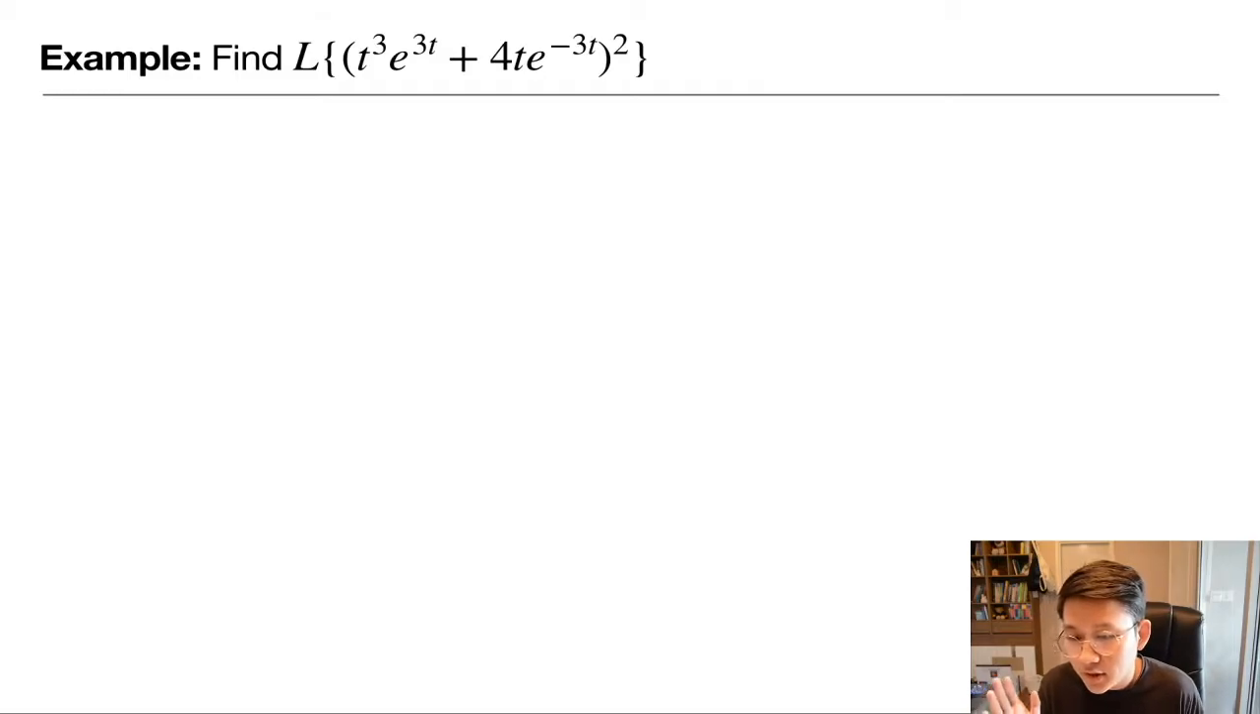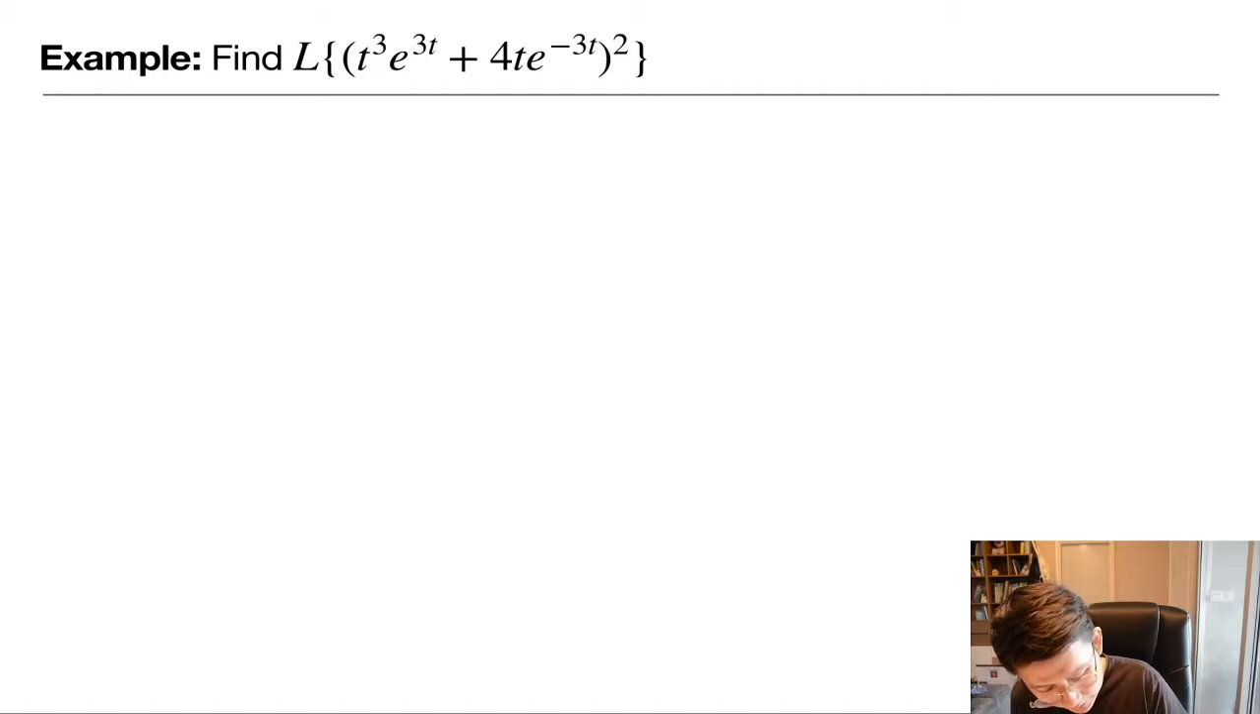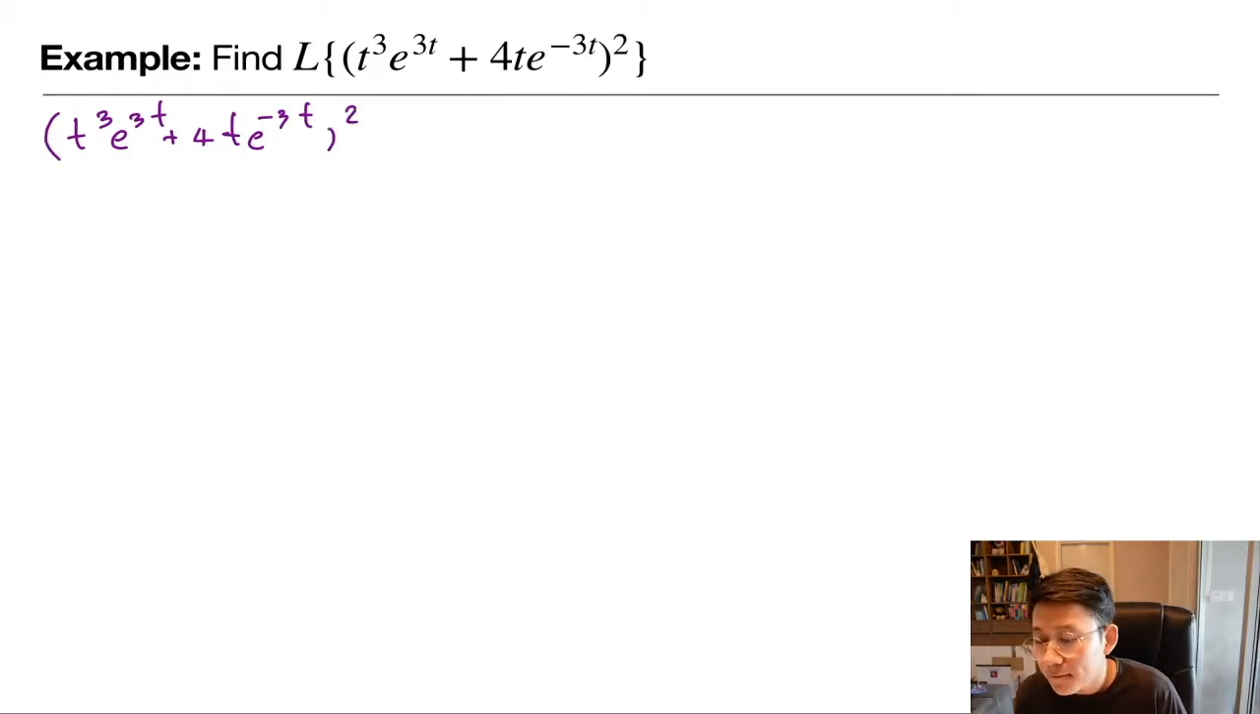Find the Laplace transform of t cubed e to the 3t plus 4t e to the minus 3t, squared. Okay, so before we do the Laplace transform, we first need to deal with this guy. And if we do the perfect square, we get (a plus b) squared is a squared plus 2ab plus b squared, right? That's the formula.